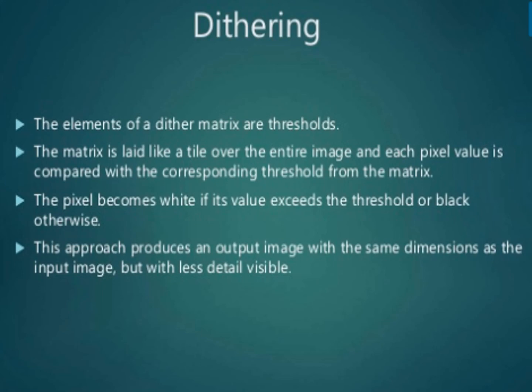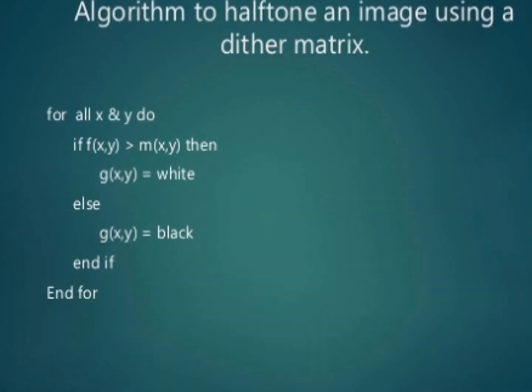The elements of a dither matrix are thresholds. The matrix is laid like a tile over the entire image, and each pixel value is compared with the corresponding threshold from the matrix. The pixel becomes white if its value exceeds the threshold, or black otherwise. The approach produces an output image with the same dimensions as the input image, but with less detail. This is an algorithm to halftone an image using a dither matrix. For all x and y, we compare the threshold. If it is greater, we color it white. If not, black.